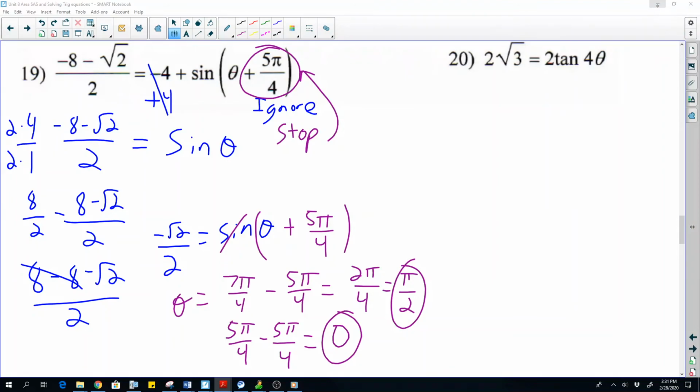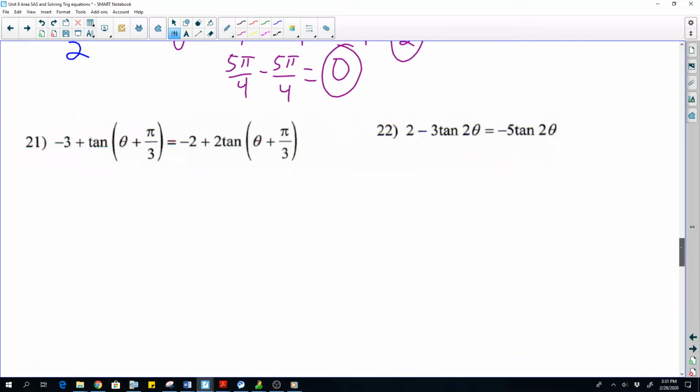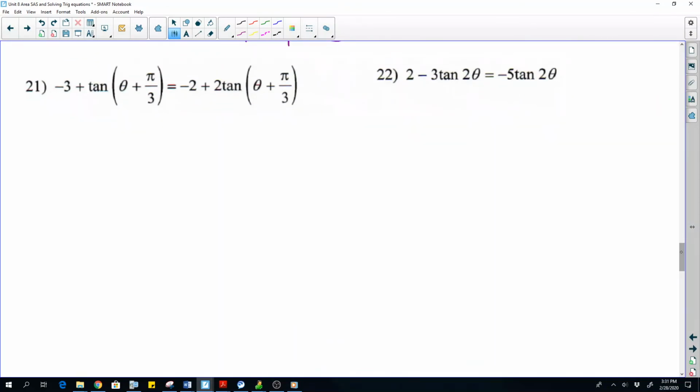Okay, so here's number 20. Oh, nope. We're going to have you try that on your own. So we're going to do number 21 and then 27. Cool. So 21, we got lots of stuff going on here. We're going to have to combine some stuff. You got this. It's not that bad, I promise. So let's get all the tangents on one side. So let's go ahead and add this 2 over to this side. So 2 with the negative 3 is what? 2 with the negative 3 is negative 1.